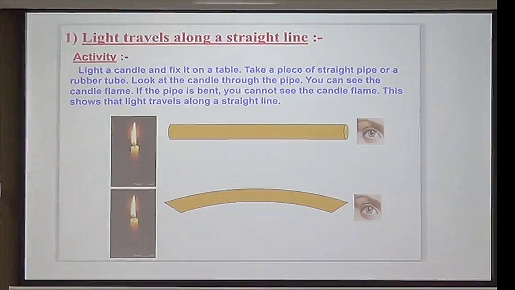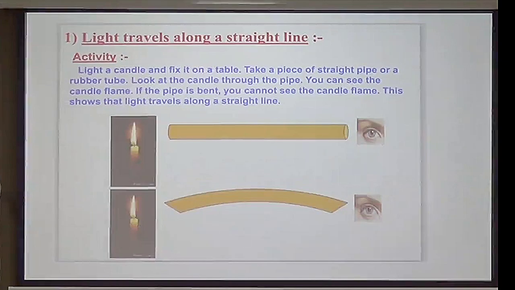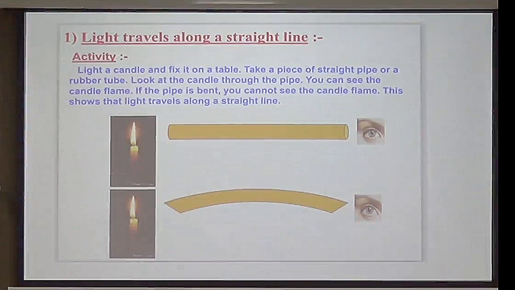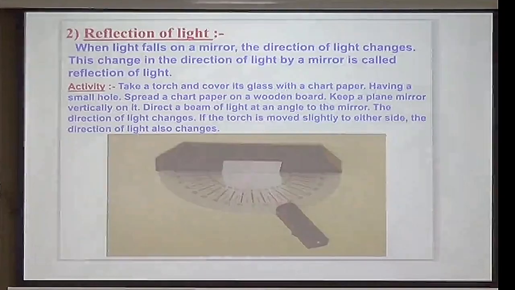We take a candle and a straight pipe and we see through the straight pipe, but we are unable to see the flame of the candle because light does not travel in a curved path, but light travels in a straight line. The next thing is reflection of light.